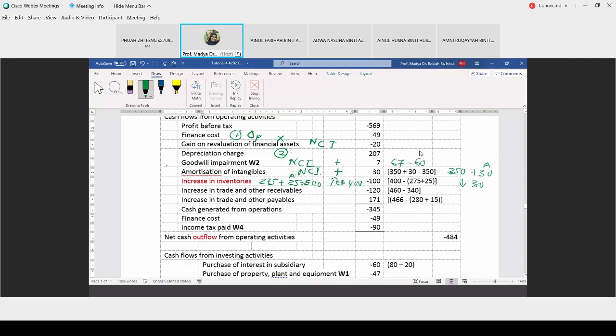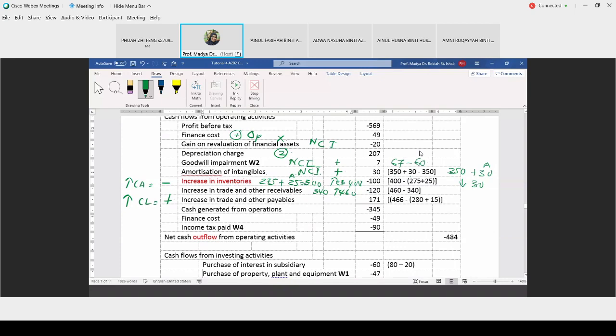Since this is an increase in current assets, you need to minus it. For an increase in current liabilities, you have to add it. So it is the other way around. So this one we have to minus. And then for trade receivables, the beginning balance we have is 340. There are no trade receivables in the Semangat acquisition, so only the difference between the ending and beginning figures. The beginning is 340, and the ending here is 460, so there is an increase by 120. Increase here means that we need to minus.